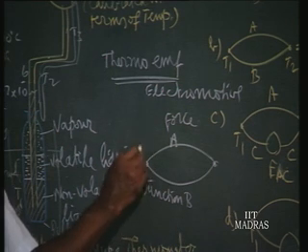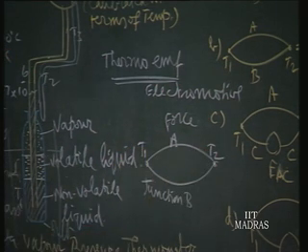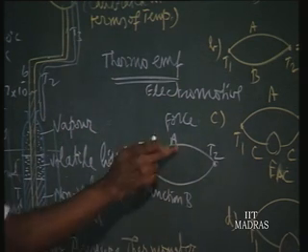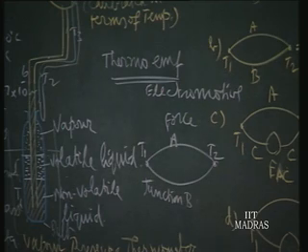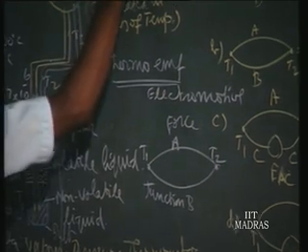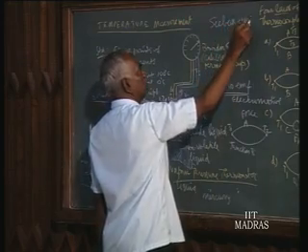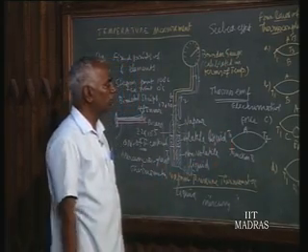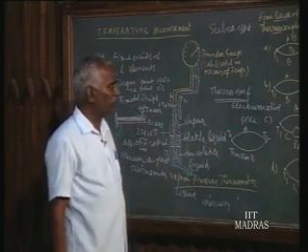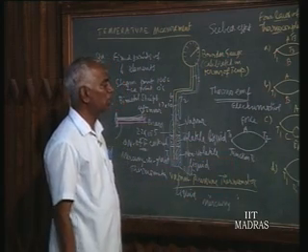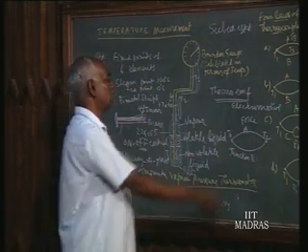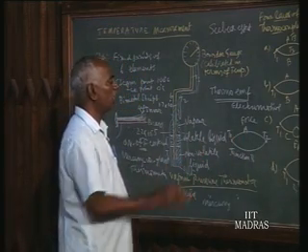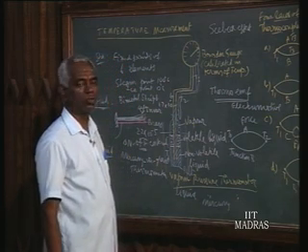So when the two junctions are at two different temperatures, T1 and T2, an EMF is developed in the circuit made up of these two wires, wire A and B, and that is called the Seebeck effect. Such materials having this property of developing EMF when the junctions are subjected to different temperatures are called thermocouple materials. That is our Seebeck effect.